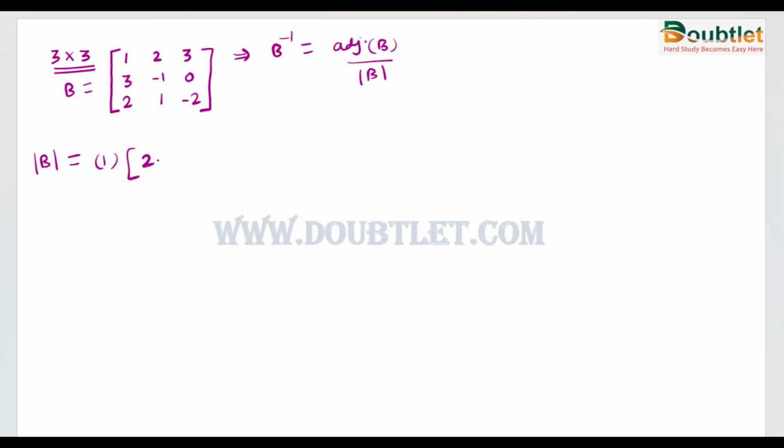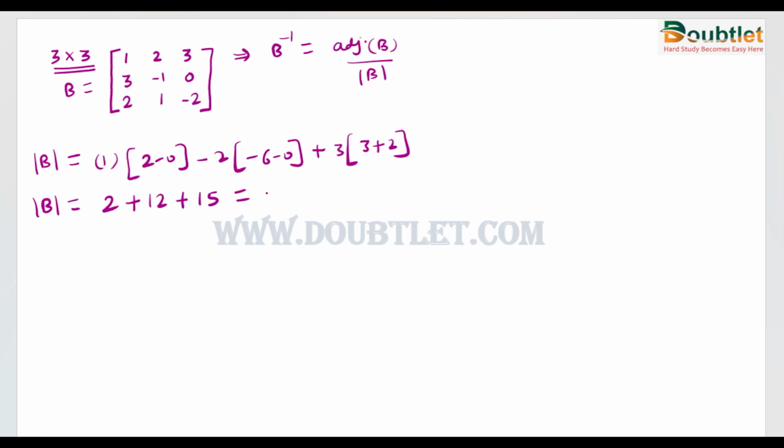So what will we get? We will get 2 minus 0 minus 2. We need to cancel out this row and this column. So what will we get? We will get minus 6 minus 0 and then plus 3. We will get 3 plus 2. So the value of determinant of B is equal to 2 plus 12 plus 15. Basically this will become 29. 15 plus 2, 17 plus 12. So the determinant value is 29.